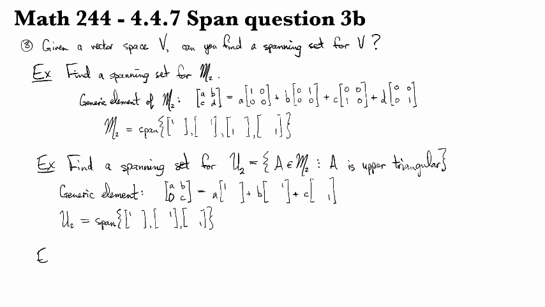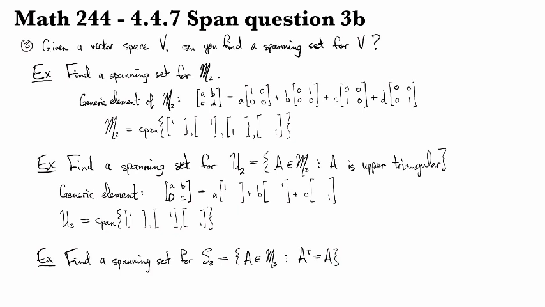Let's find a spanning set for, let's call it S3. This is going to be the 3 by 3 symmetric matrices. These are all the elements of M3 that have the property that they are symmetric. In other words, we need A transpose to equal A.